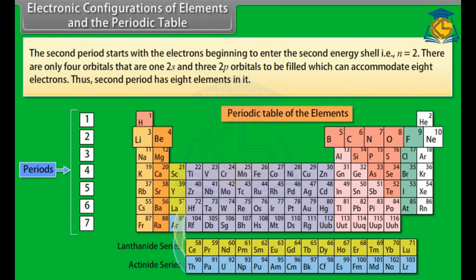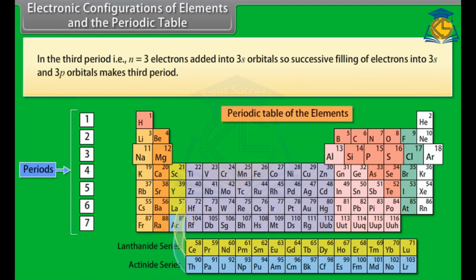The second period starts with electrons beginning to enter the second energy shell, that is, n is equal to 2. There are only 4 orbitals, 1 2s and 3 2p orbitals, to be filled, which can accommodate 8 electrons. Thus, the second period has 8 elements in it. In the third period, that is, n is equal to 3, electrons are added into 3s orbitals. So, successive filling of electrons into 3s and 3p orbitals makes the third period.